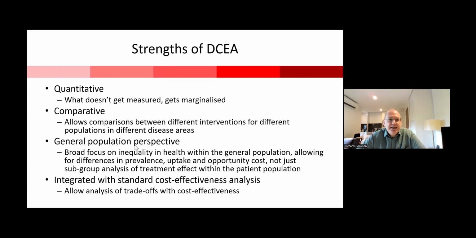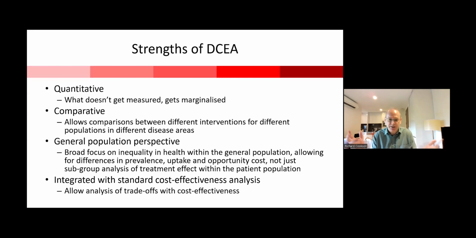Strengths, quantitative. So what doesn't get measured gets marginalized. Comparative, you can compare equity impact between disease areas. This is actually very important. It's the same reason we use the QALY rather than disease-specific measures of outcome. We want to compare value for money between different areas.